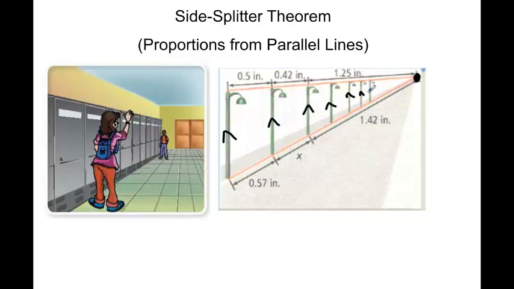And so what does that mean? Well, that means that we'll be able to figure out some distances in these proportions that they form, like this 0.5 inches compared to the 0.42 inches. That's proportional to the 0.57 over the x here.